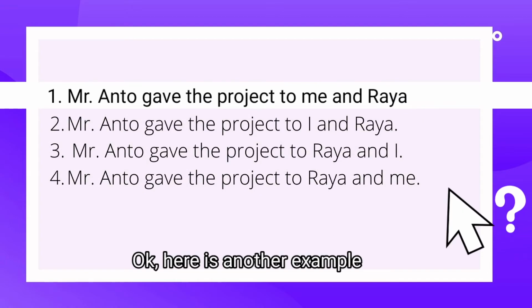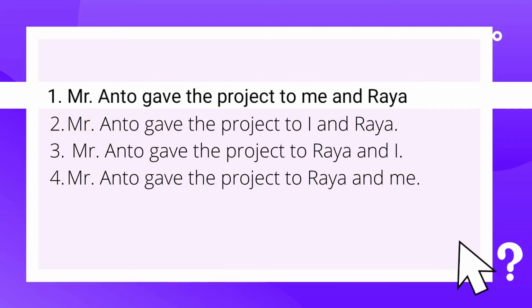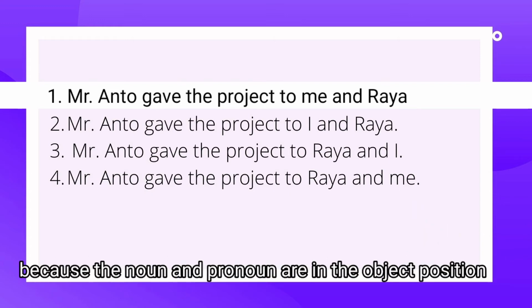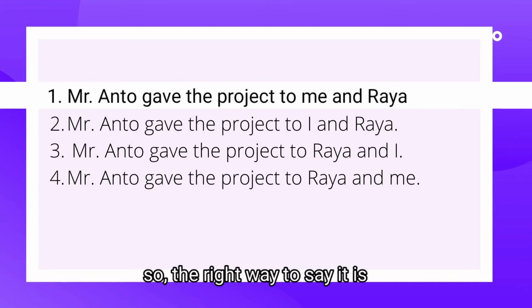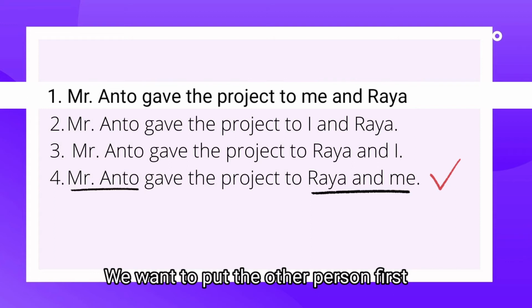Okay, here is another example. Between these 4 options, only one of them is correct. Number 1, Mr. Anto gave the project to me and Raya. Mr. Anto gave the project to I and Raya. Mr. Anto gave the project to Raya and I. Or Mr. Anto gave the project to Raya and me. Okay, here we want to use an object pronoun because the noun and pronoun are in the object position. So we need to use me. So the right way to say it is Mr. Anto gave the project to Raya and me. We want to put the other person first again.